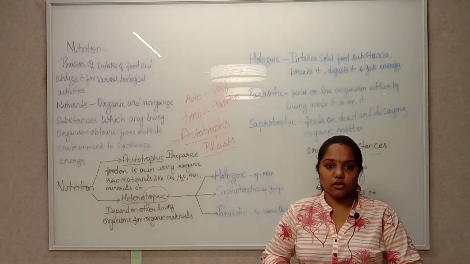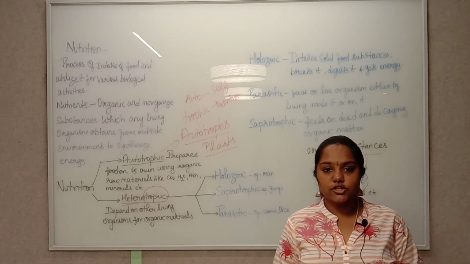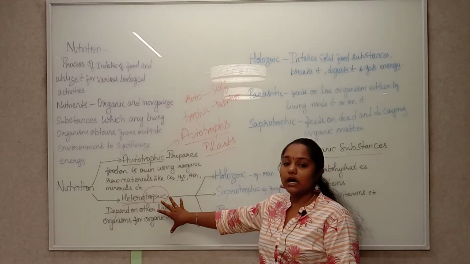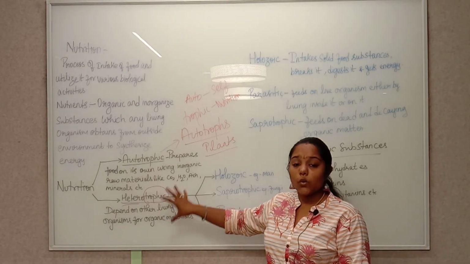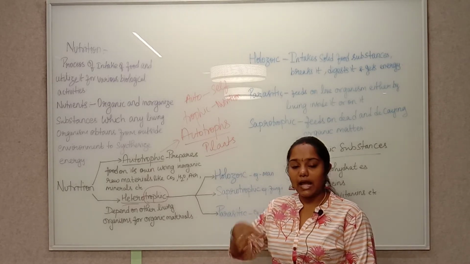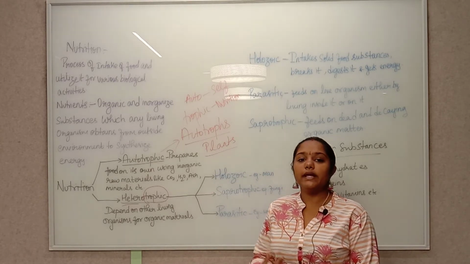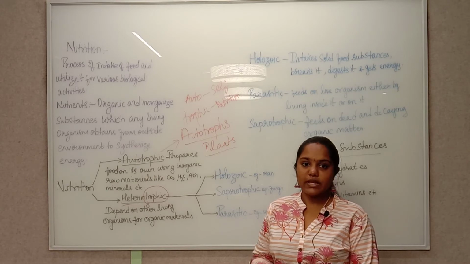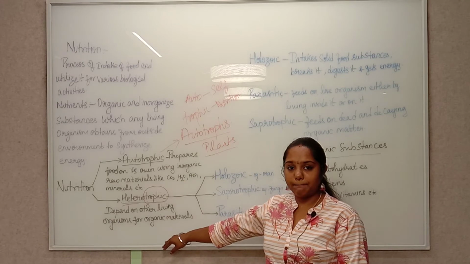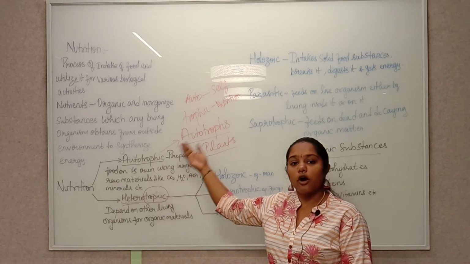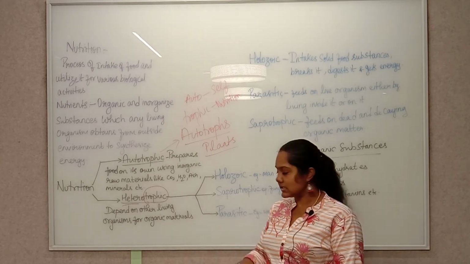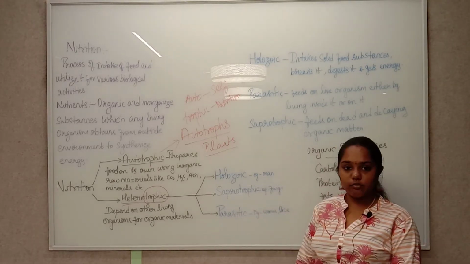Hetero means other or outside. Trophic means nutrition. Now when I say other nutrition, these are the group of living organisms which depend on other living organisms and their products to obtain the energy for themselves. It cannot prepare food on its own like the autotrophs. It has to depend either on autotrophs or on other fellow living organisms and their products to produce its energy in the form of organic molecules.